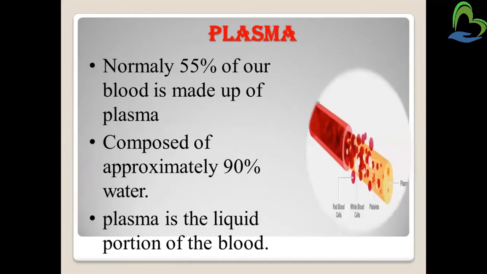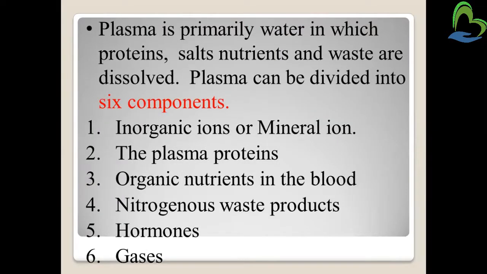Now the plasma. So the second component of the blood is plasma, which is 55%, right? And it is composed of approximately 90% of water. So plasma is mainly composed of water. Plasma is the liquid portion of the blood. As we know, there are two components, plasma and the blood cells, but the plasma is the liquid portion of the blood. Plasma is primarily water in which protein, salt, nutrients, and waste are dissolved.